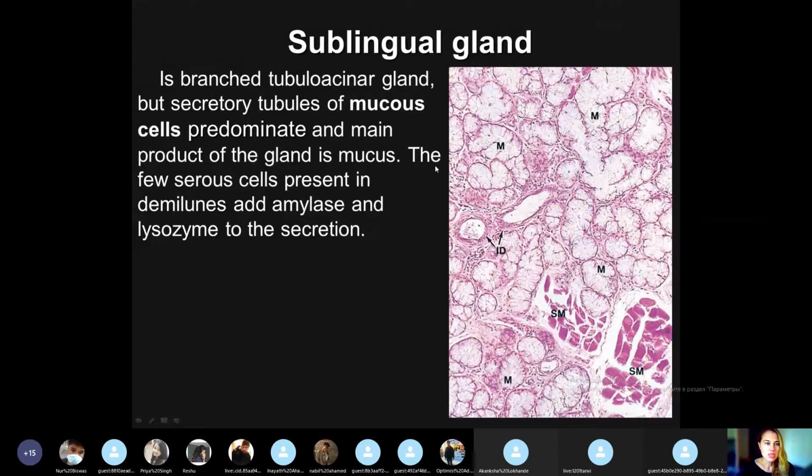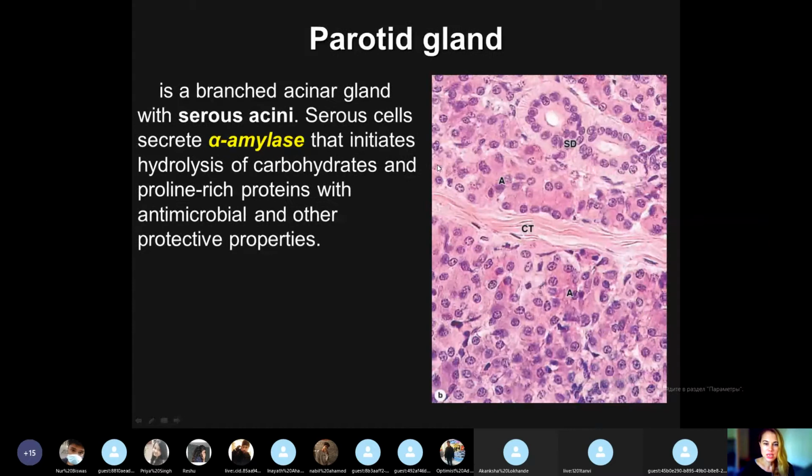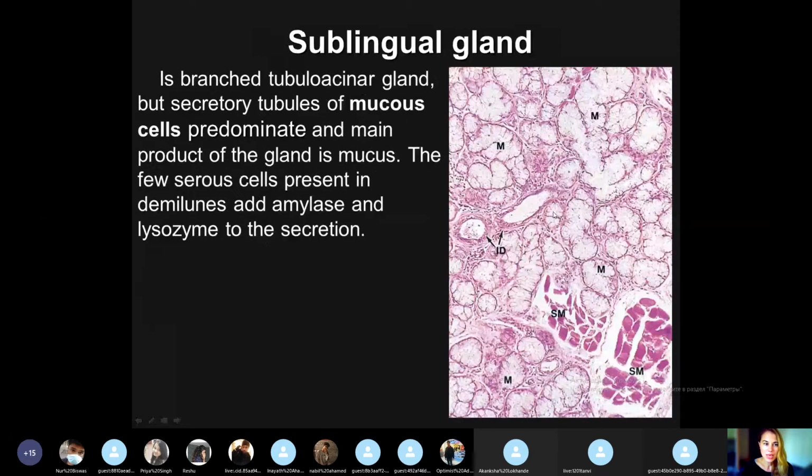So guys, one more time, these three glands have different types of the acini. In the parotid gland, typical serous acini, and submandibular, mixed and serous acini. In sublingual, mainly the mucous acini.